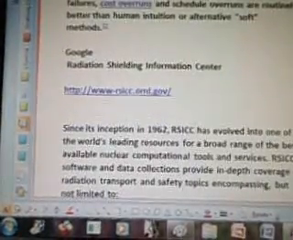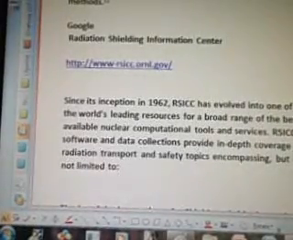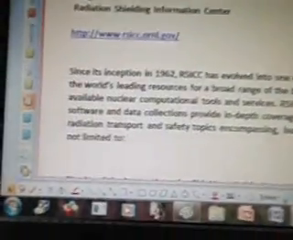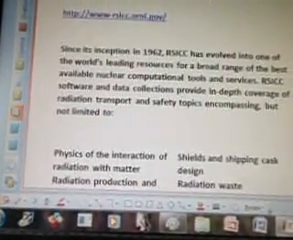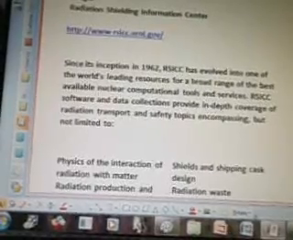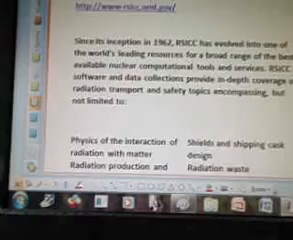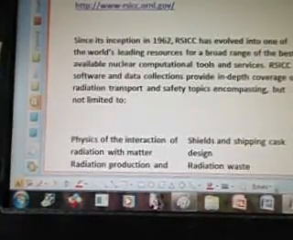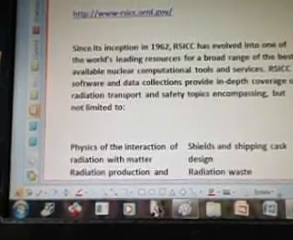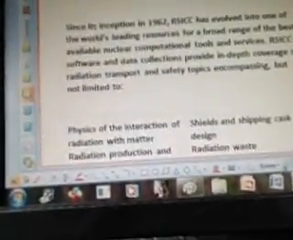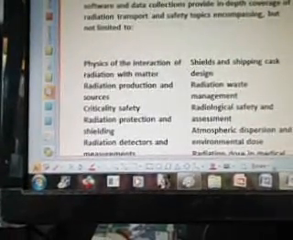So I'm going to Google Radiation Shielding Information Center. It's at www.rsicc.ornl.gov. Since its inception in 1962, RSICC has evolved into one of the world's leading resources for a broad range of the best available nuclear computational tools and services. RSICC software and data collections provide in-depth coverage of radiation transport and safety topics encompassing but not limited to physics of the interaction of radiation with matter, radiation production and sources.